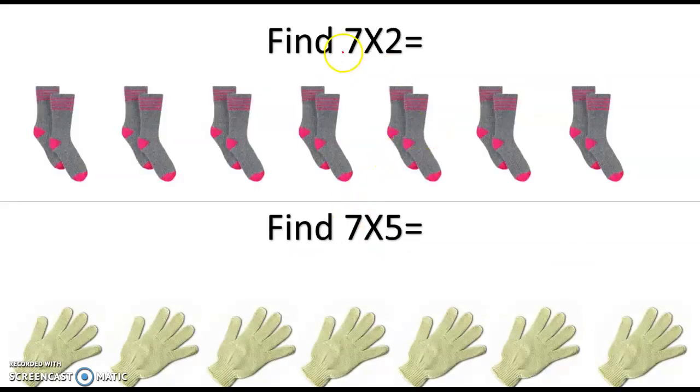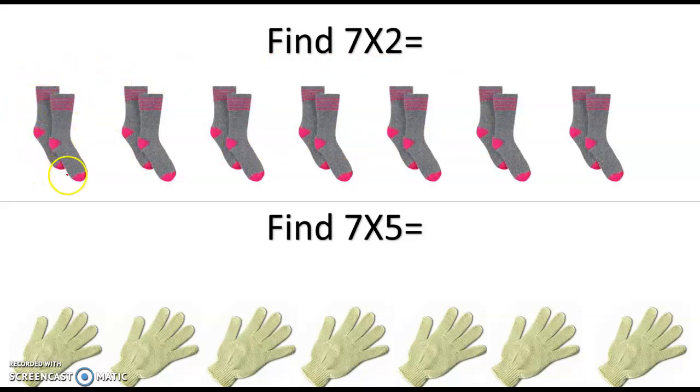So let's say I wanted to find 7 times 2. I have 7 pairs of socks here. 1, 2, 3, 4, 5, 6, 7. There's 2 socks in each pair. So 7 pairs, 2 in each pair is 7 times 2.